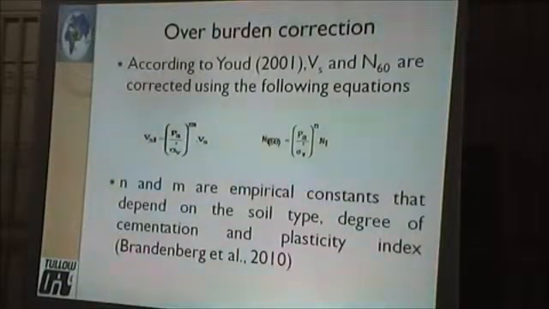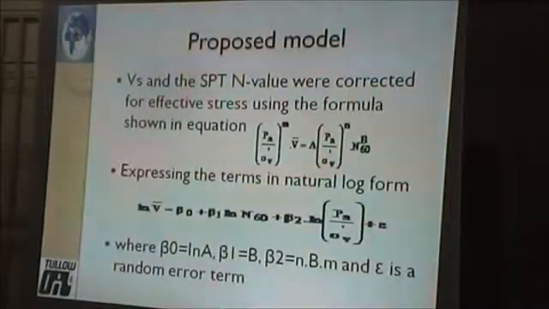But the challenge is n and m are empirical constants. They vary from one region to another. They can also depend on the type of soil, degree of cementation, and plasticity. And for this reason, we cannot reliably correct both SPT N value and shear wave velocity, since these two factors vary. In this research, the SPT N value and shear wave velocity were corrected for overburden by incorporating the overburden correction factor indirectly. This is how it was done.